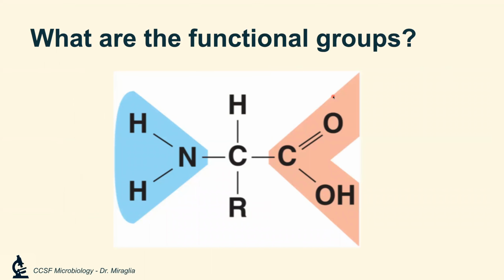All right, so here's a little diagram showing you functional groups. This is an amino acid. So here's our carbon, and this is a functional group. This is that carboxylic acid group, and this is an amino group here. And this is our carbon backbone, and we'll talk a little bit more about amino acids in a little bit.